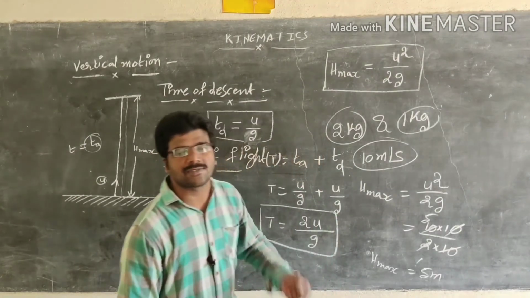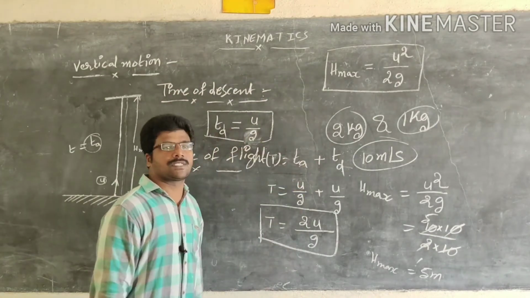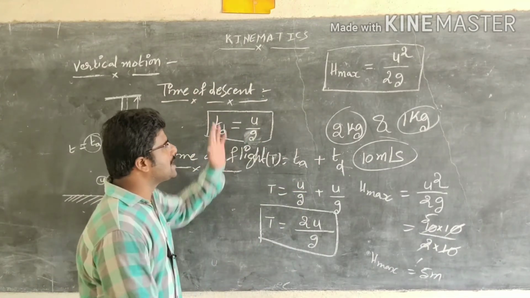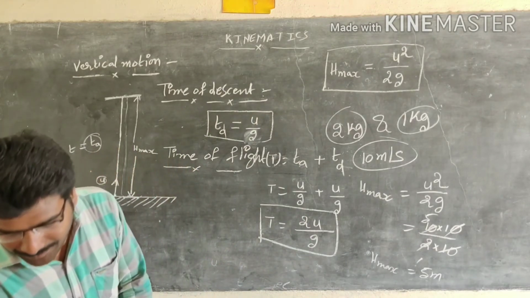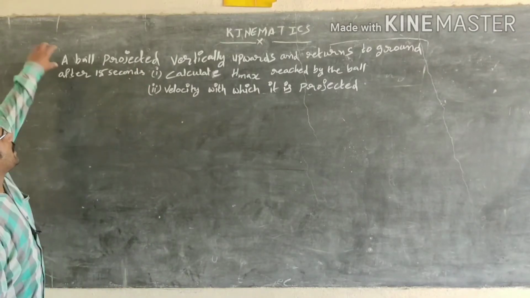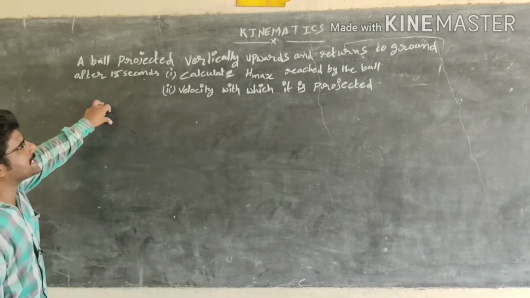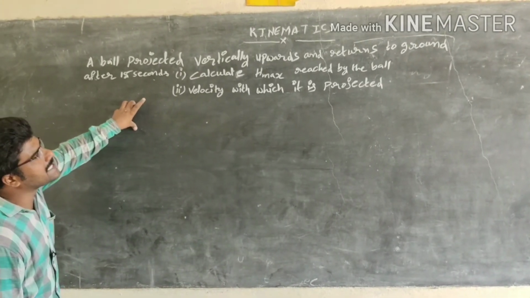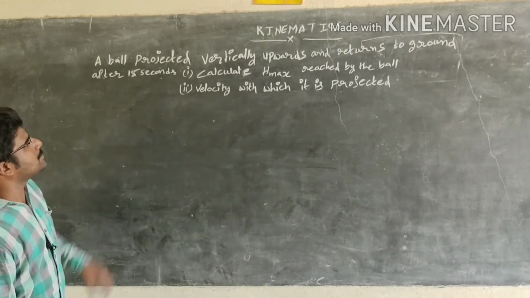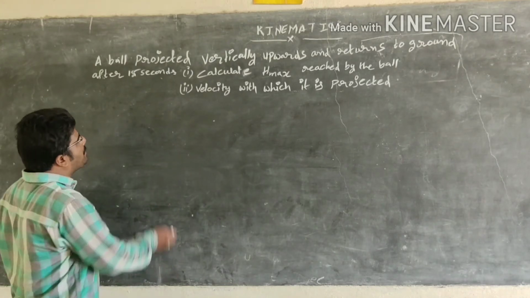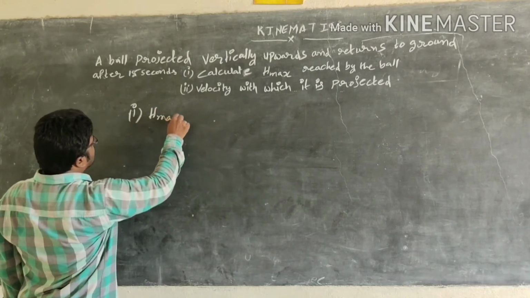Now we are going to do a small numerical covering all these three types, that is time of flight, time of ascent and maximum height. Just note down that problem. See this numerical. A ball is projected vertically upwards and returns to the ground after 15 seconds. Calculate H max reached by the ball and the velocity with which it is projected.